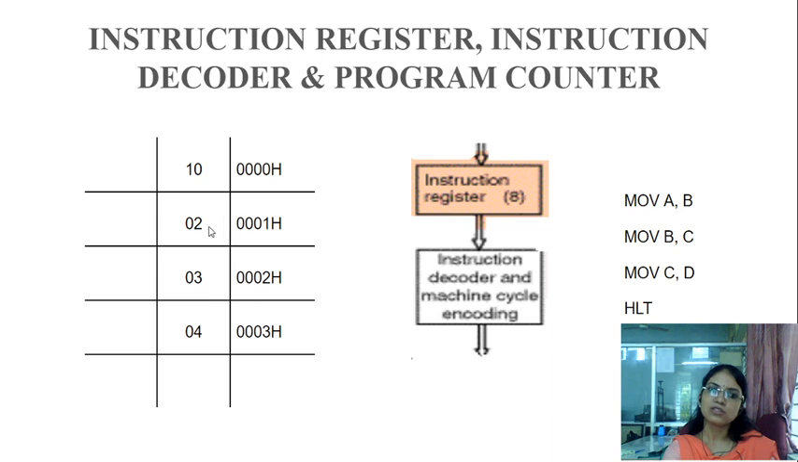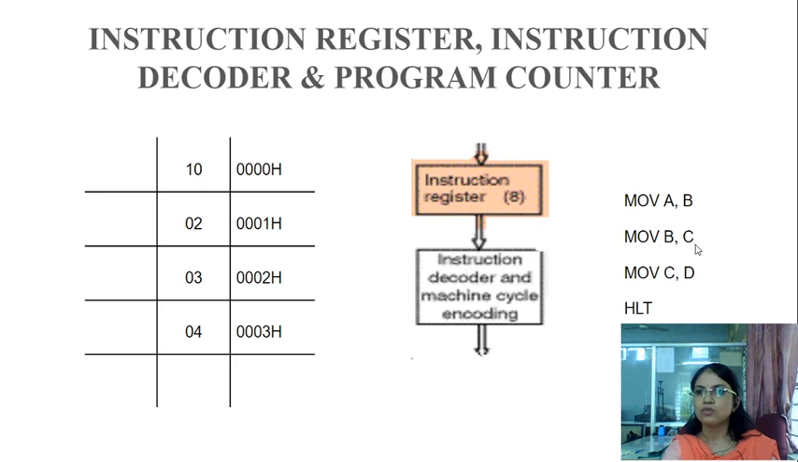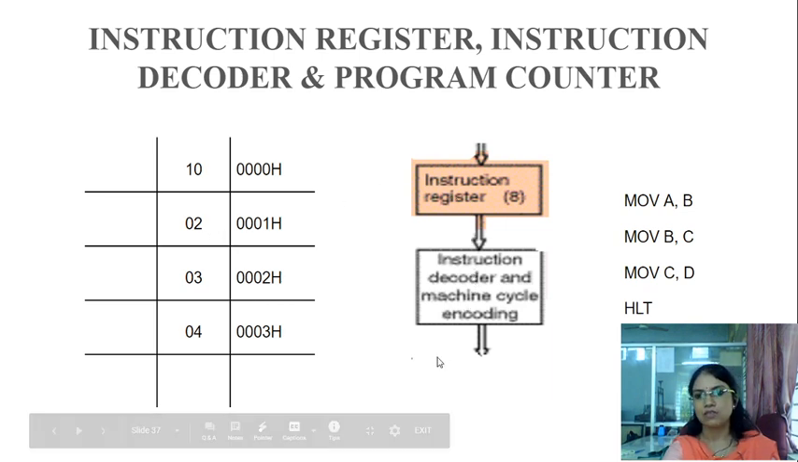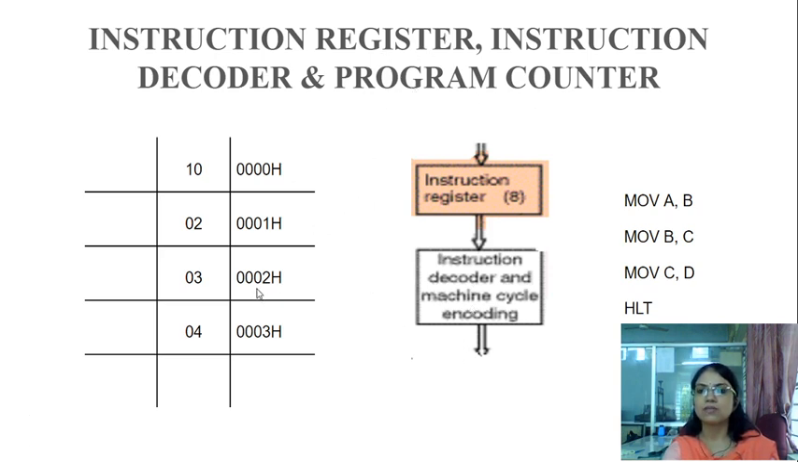And again according to that 02H, the input of the decoder is connected, and according to the input of the decoder, one of the outputs of the decoder is active, and that decoder output is connected with the instruction circuit having the instruction move B comma C. So in this way, the second instruction is also executed in this sequence. After executing the second instruction, the program counter content is again auto incremented by 1. So now the new memory location address available in the program counter has become 0002H.